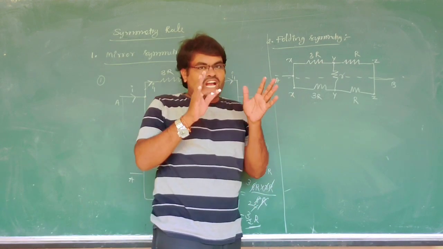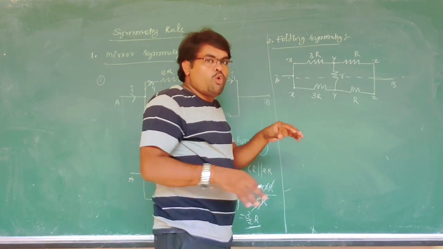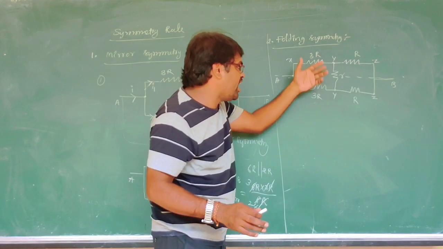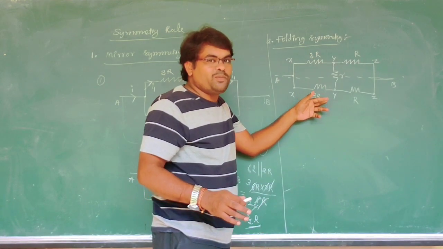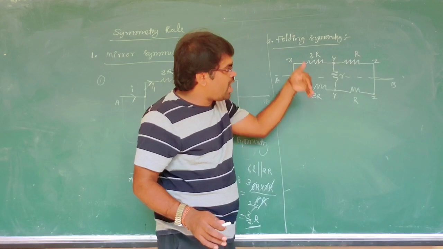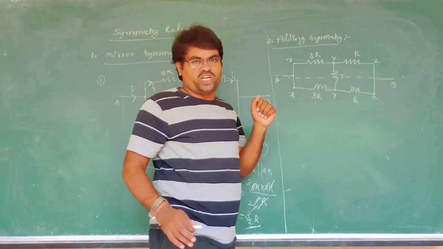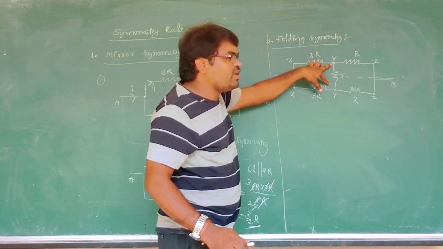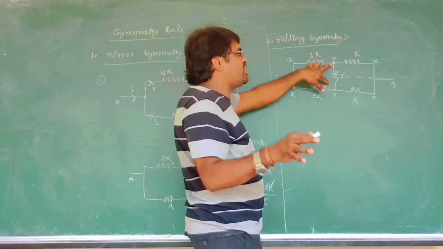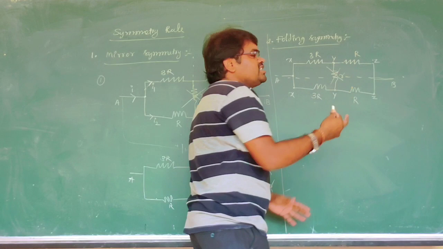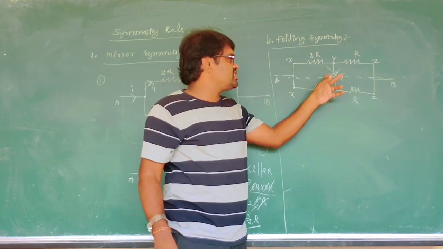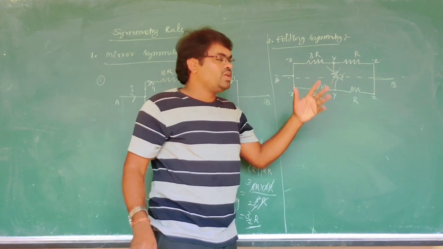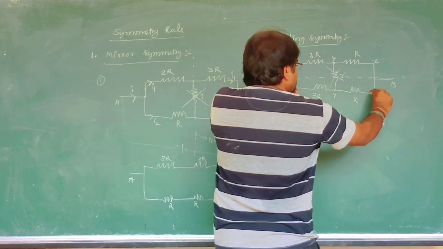Why? The current flows only due to potential difference. That means the current will flow from higher potential to lower potential. But the potential will be the same, so the current does not flow. That's why the resistance will be ineffective. That's why we are folding these two.